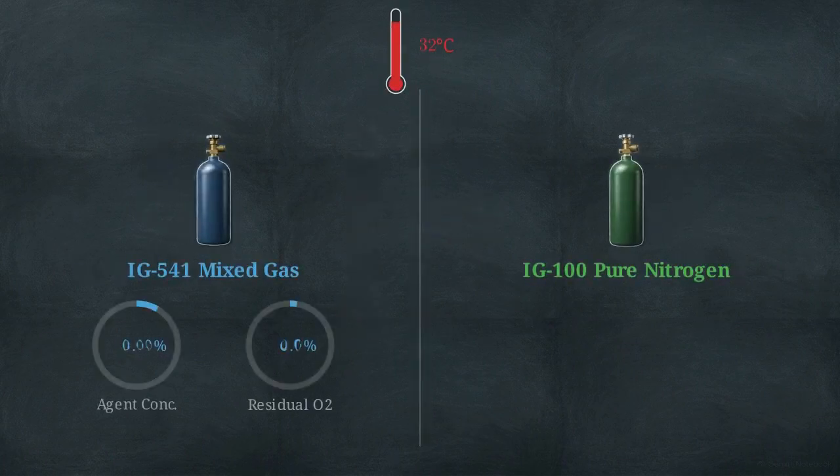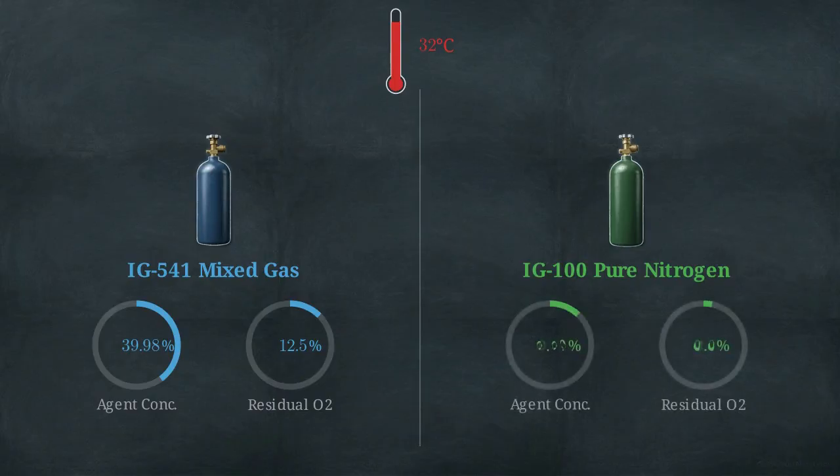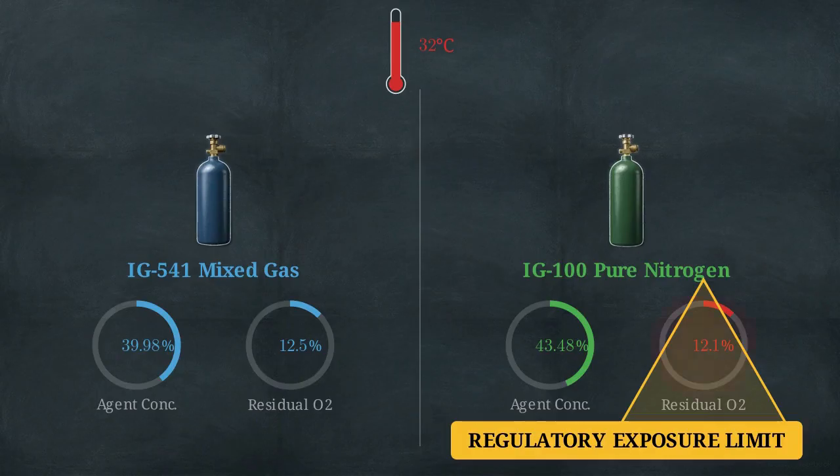The IG-541 system hits 39.98%, keeping the residual oxygen at a manageable 12.5%. However, the IG-100 system reaches 43.48%, dropping oxygen below 12.1%. This specific concentration triggers strict regulatory scrutiny and requires applying adopted time-limited human exposure protocols.